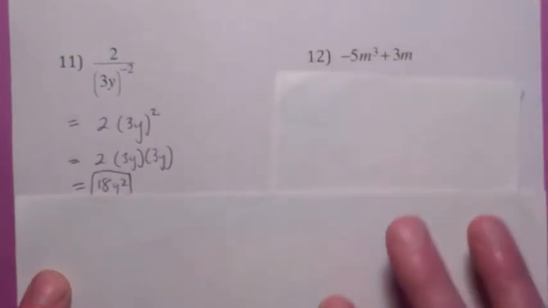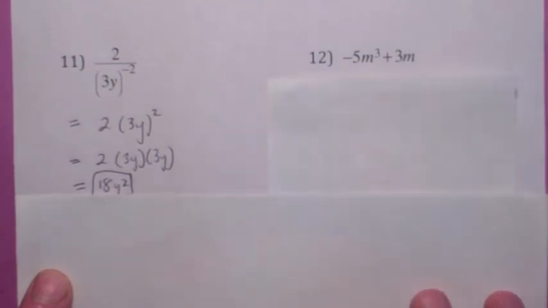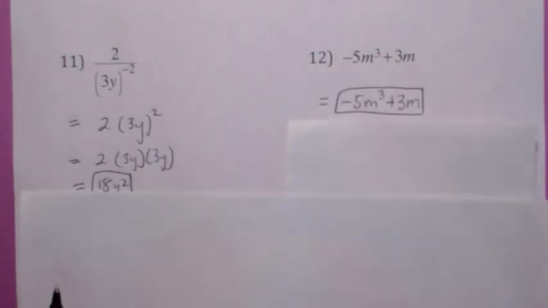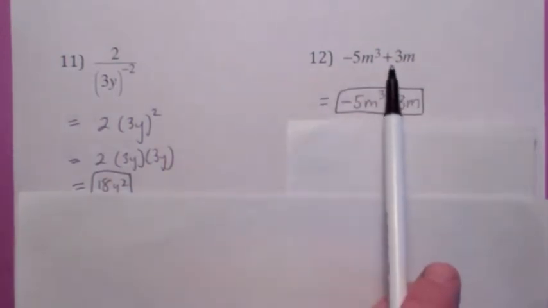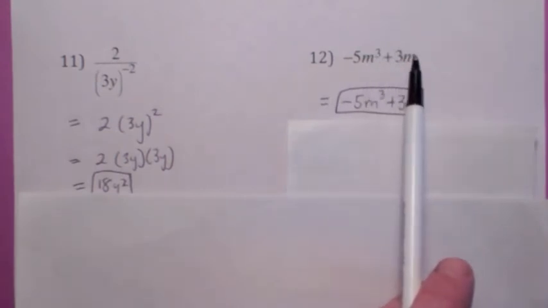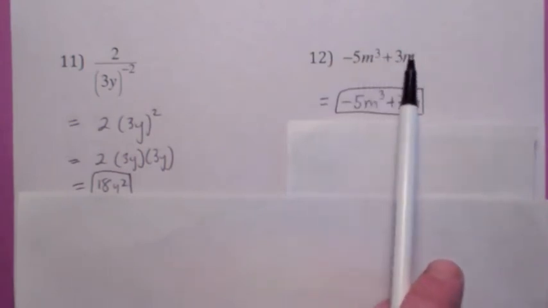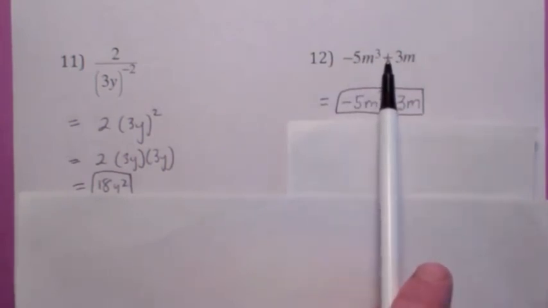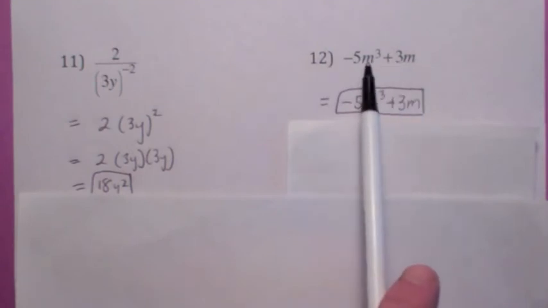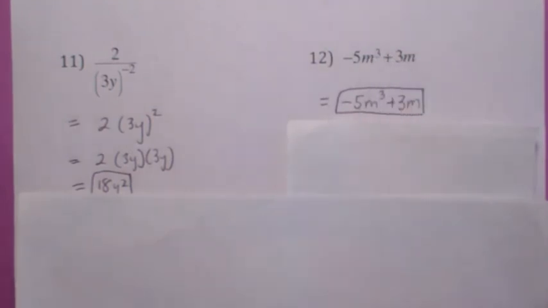How about this one? Look at number 12. What's the answer to that? The answer is you can't do anything. And it's because you're adding and the exponents are different. This has exponent 3, this has exponent 1. These are not like terms. Okay? You can't add the exponents because you're adding, not multiplying. And you can't add them together because these are not like terms. This would have to be an m to the third in order to add these together. So they're just not like terms, nothing you can do.